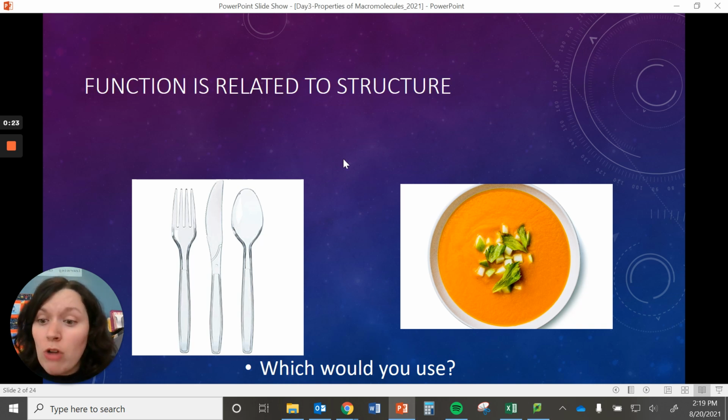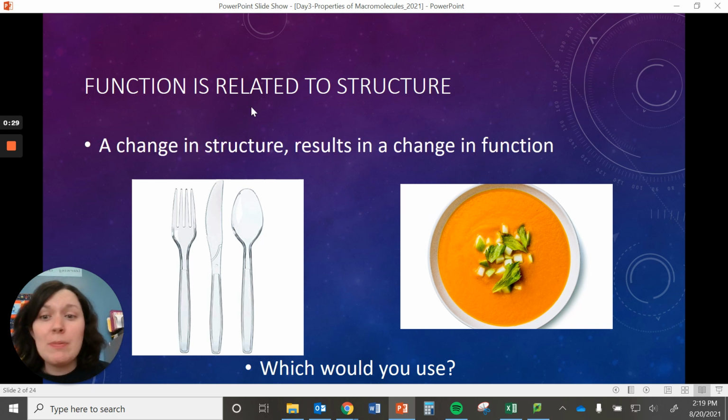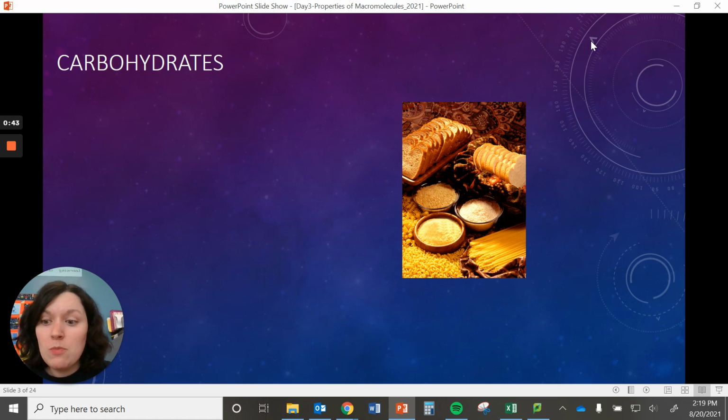So the structure of the spoon makes it have that function of being able to use for liquids. But if we were to change that structure, maybe to have holes inside of it, it would have a different function. So the same thing is going to go for macromolecules, in that the structure is going to relate to the function of our macromolecules. So we're going to go into more detail of all of them.